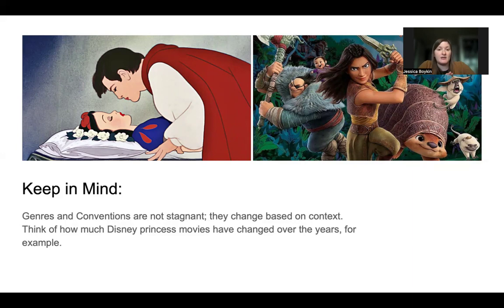One thing to keep in mind throughout all of this, though, is that even though we have expectations for what is going to be in a genre, and especially when we get into subgenres, they do change over time. And they change for lots of different reasons.